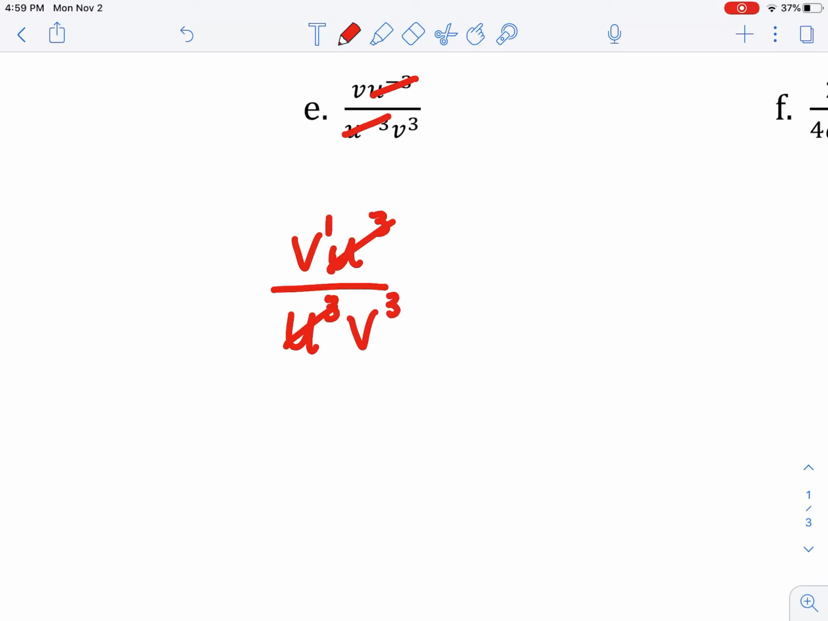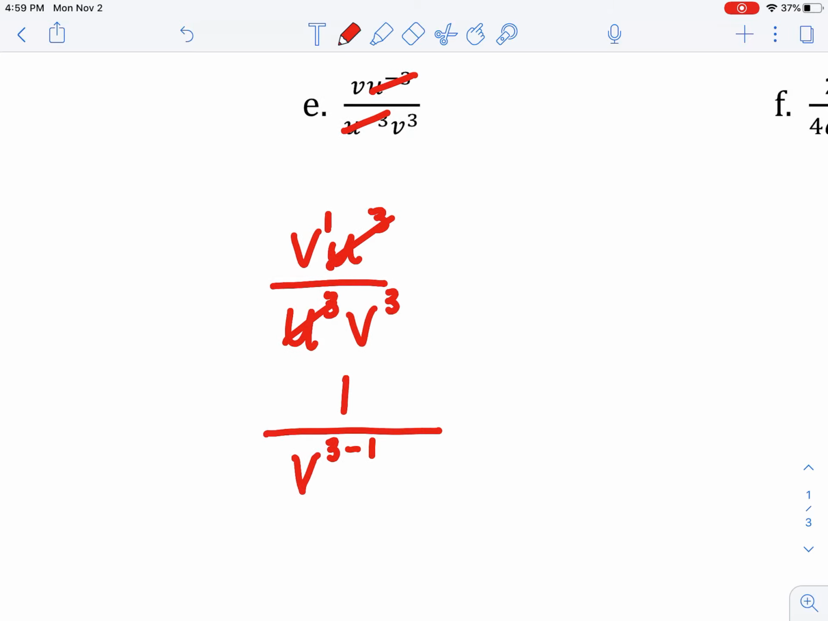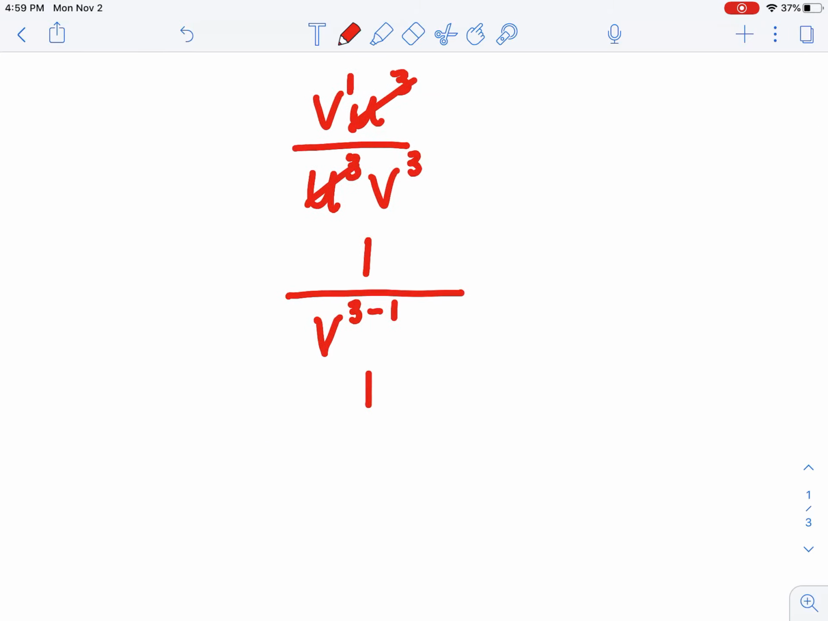All right, so what we really have left is just the v's. V to the 3rd is bigger than v to the 1st, so I'm going to subtract in the denominator where the v to the 3rd is. I'm leaving an empty numerator, so I'm going to stick a 1. And the final answer then is 1 over v squared.